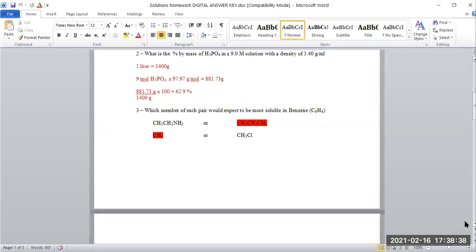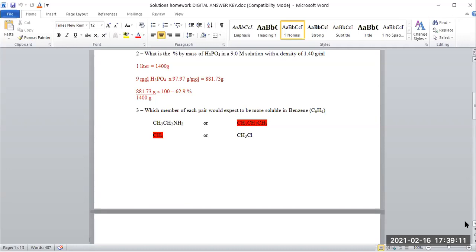So if you look at the first pair, we've got ethylamine, which is the NH2 attached to the ethyl group there on the left. So it would be somewhat polar. Propane, on the other hand, those 3 carbons with all their accompanying hydrogens, no real polarity at all there. So the propane, the second molecule, would definitely be more soluble.